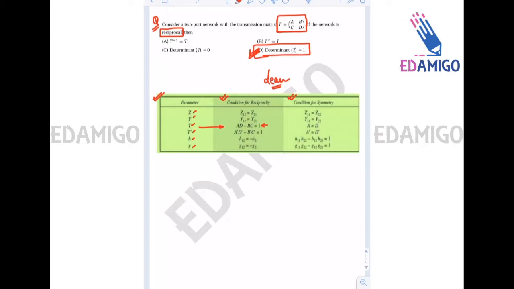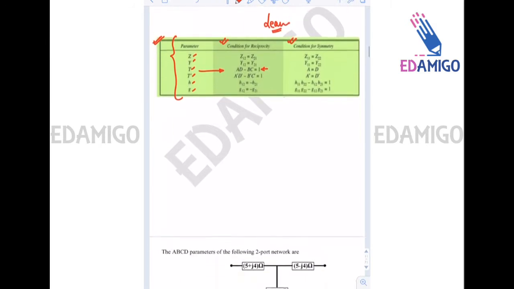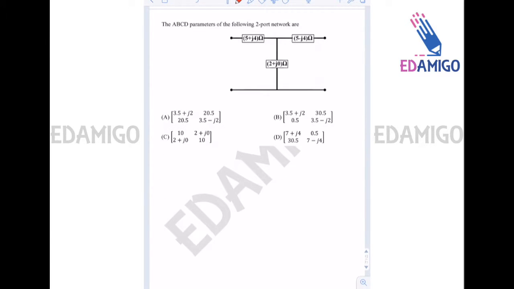So you have to learn all these. Such types of questions have been repeatedly asked in GATE, so they are very important. So you should learn them. Okay, now let's come on to the next question.